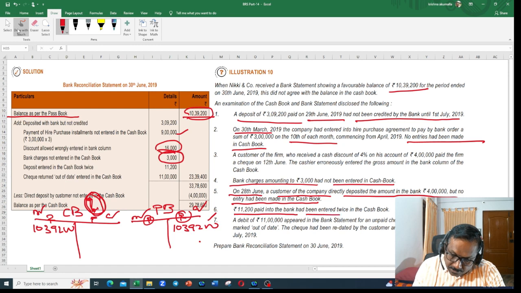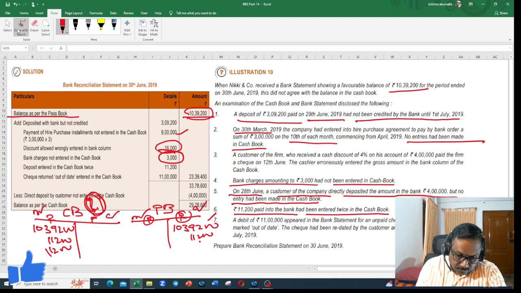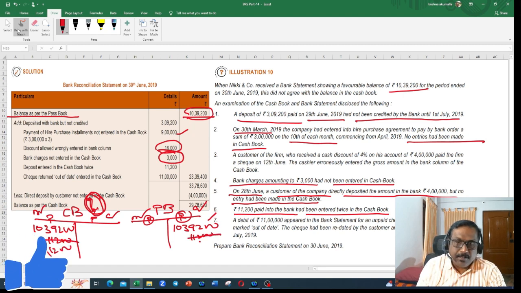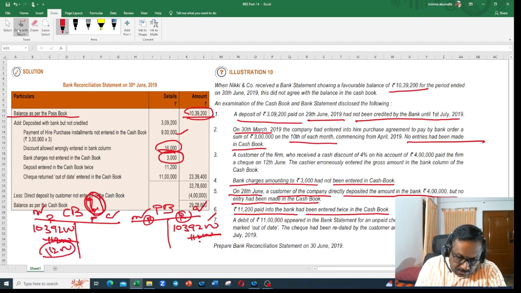11,200 paid into the bank had been entered twice in the cash book. We deposited 11,200 into the bank. So one time we need to write it here, and they will also write it one time. But we entered it 2 times. One time it is done, no problem, but additionally we wrote one more time here. This 11,200 was entered twice, right? So the cash book balance got increased. The question mark balance got increased, so I need to add this 11,200.